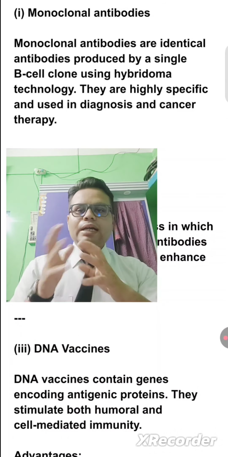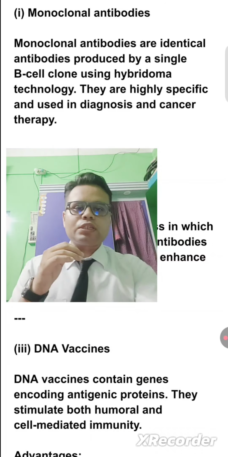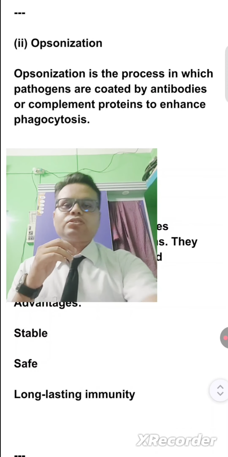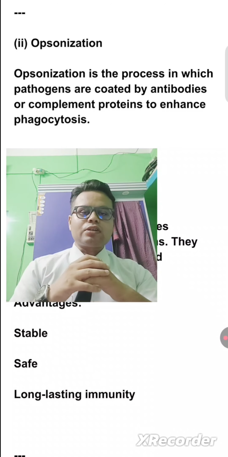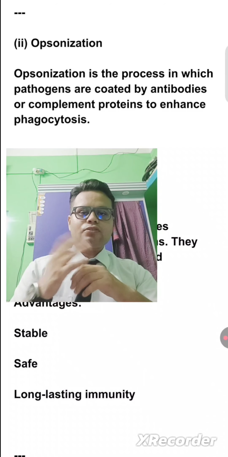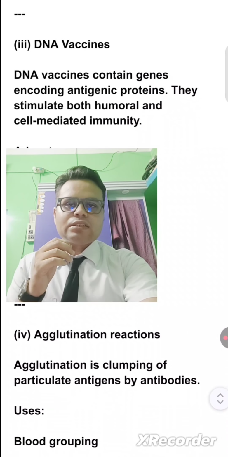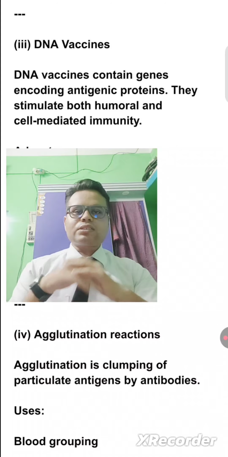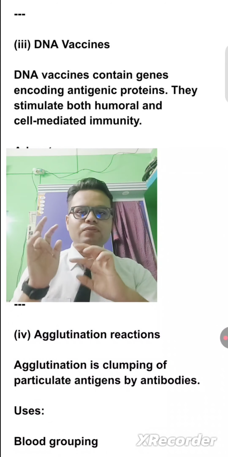Okay, they are highly specific, and are used in diagnosis and cancer therapy. After that, opsonization. It is the process in which the pathogens are coated by antibodies and complement proteins to enhance phagocytosis. So these come under opsonization. And after that, the DNA vaccines. DNA vaccines contain genes encoding antigenic proteins, first of all.